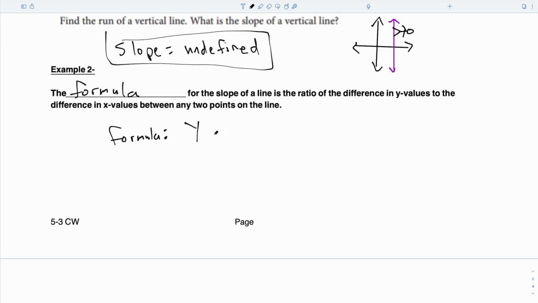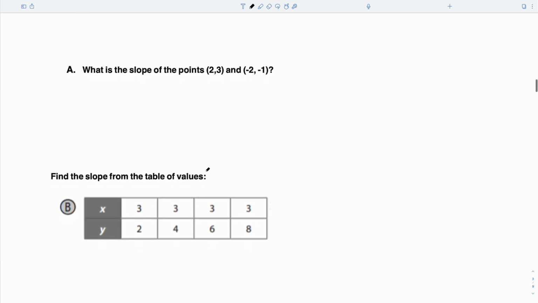So formula for the slope. If you're looking for just the slope, you're going to plug this in. The difference between your y values, y2 minus y1, over the difference of your x values. There's your formula. You guys all remember this. It is review.